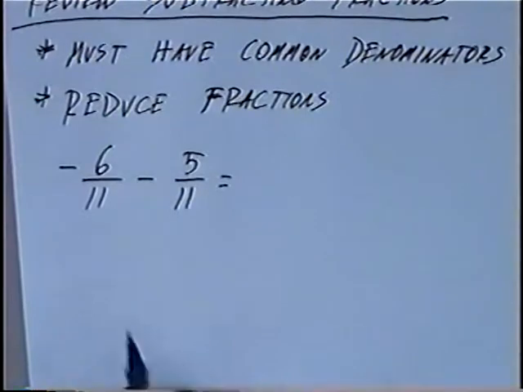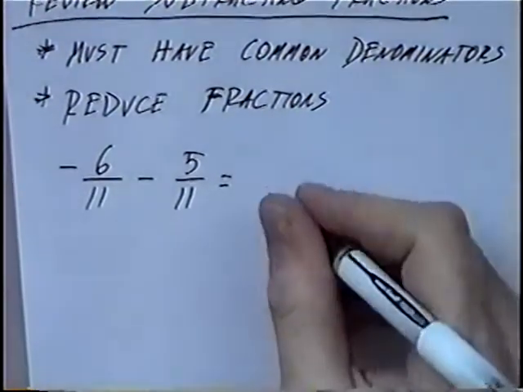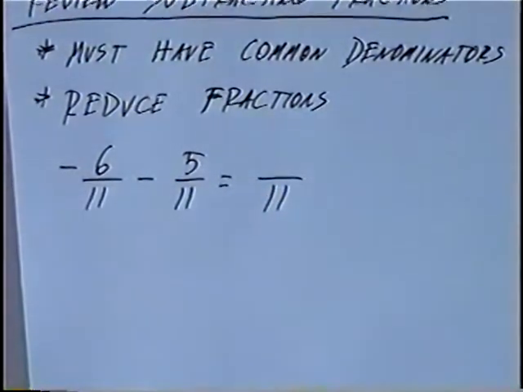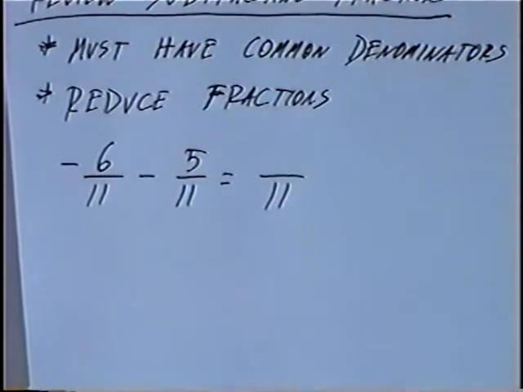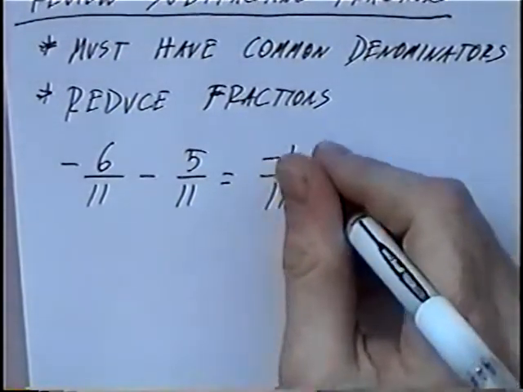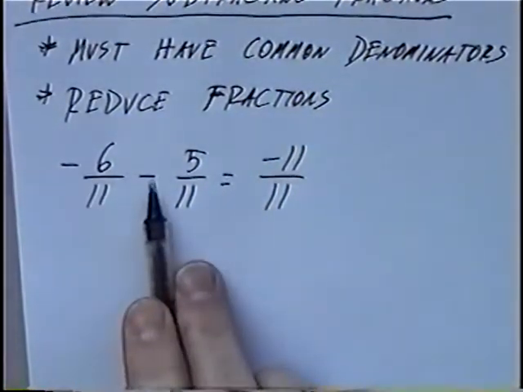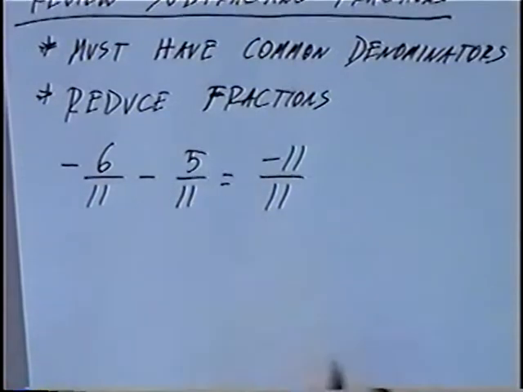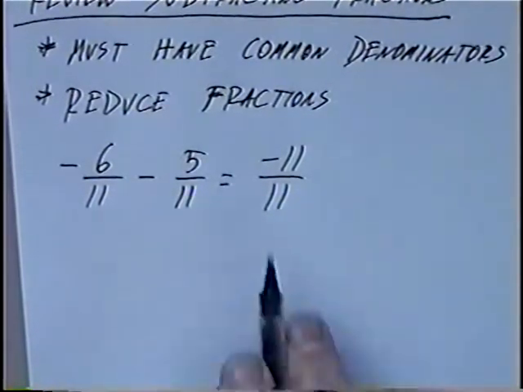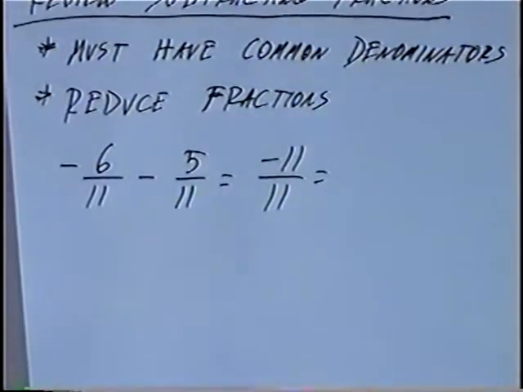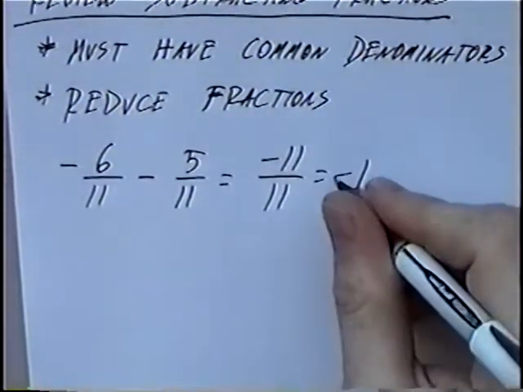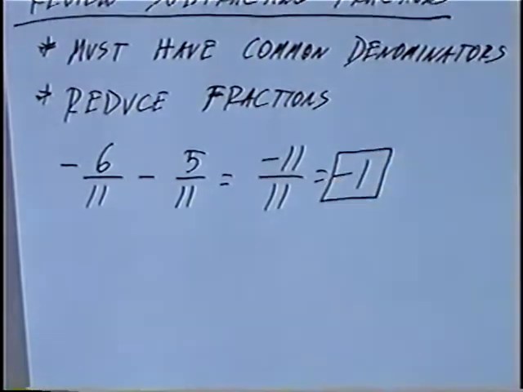Subtracting fractions when you have these same denominators, again, the denominator would stay the same. Combining the numerators, we'll have negative 6 minus 5. Negative 6 minus 5 would be negative 11. Both the numbers have a minus sign, so we'll add those and keep the negative. Reducing or dividing fractions, negative 11 divided by 11 would be negative 1. So our final answer, negative 1.